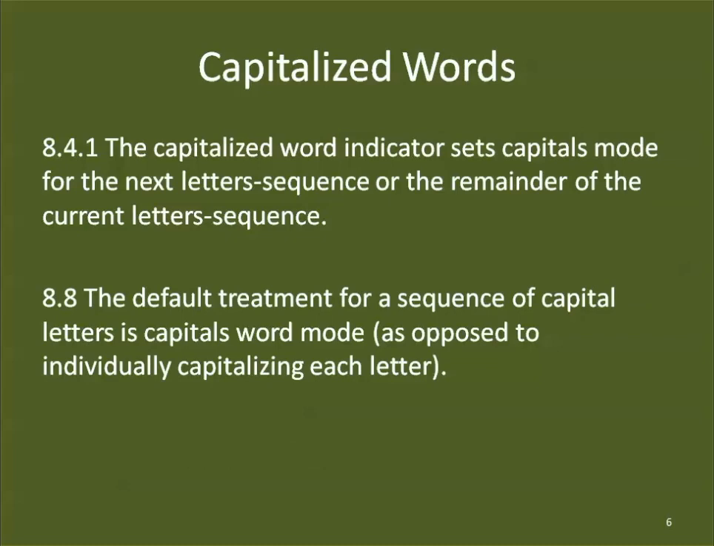The capitalized word indicator, that was our symbol indicator that we just talked about. Now the capitalized word indicator sets capitals mode for the next letters sequence or the remainder of the current letters sequence. So we're only talking about letters, a sequence of letters here. We're not talking about other symbols that might be in there. The default treatment for a sequence of capital letters is capitals word mode, as opposed to individually capitalizing each letter.